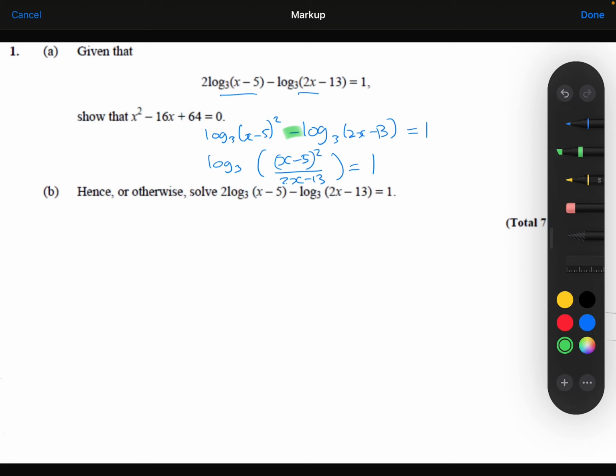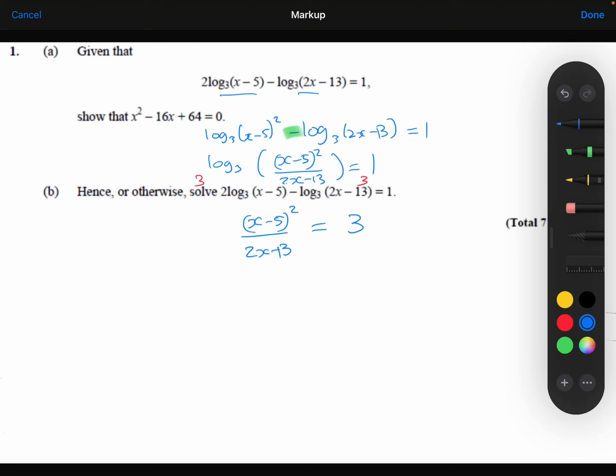Right, I've now got the logarithm by itself, which is good because it means I can do the inverse of a logarithm to get rid of it. The inverse of log base 3 is 3 to the power. So if I did 3 to the power on the left-hand side and 3 to the power on the right-hand side, that's going to cancel the logarithm out and just leave me with (x minus 5) all squared over (2x minus 13). On the right-hand side, I've just got 3 to the power 1, which is 3.